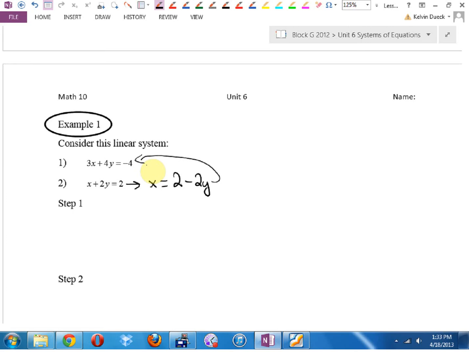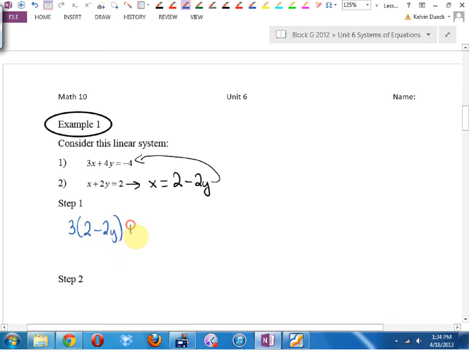2 minus 2y. In other words, let's rewrite equation number 1. The first thing I see is a 3. The next thing I see is an x, but I'm not going to write an x. What am I going to write instead? Except what will I have to do? Brackets. Good. You guys even picked up on that. 2 minus 2y. Then there's a plus, a 4, a y, an equals, and a minus 4.